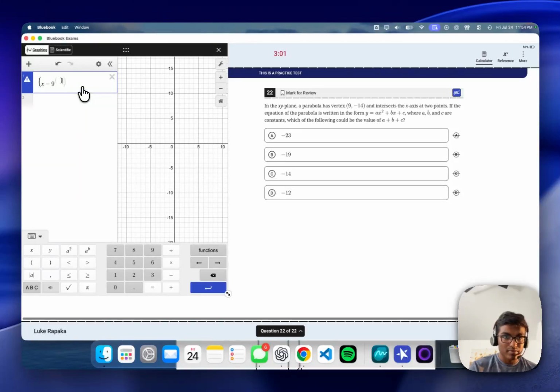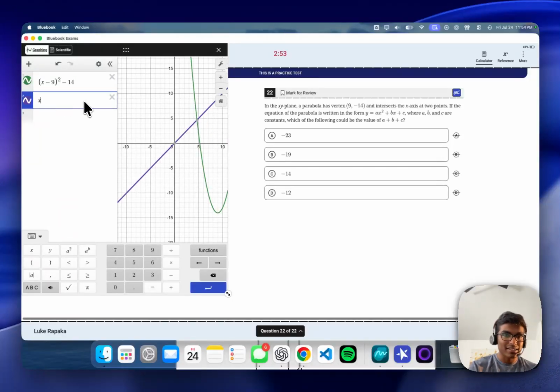Oh my gosh, I can't type right now. Minus 14, right? And then we expand that: x squared minus 18x plus 81 minus 14. That's the same thing as that, right? So a plus b plus c, this is the whole c term, by the way.